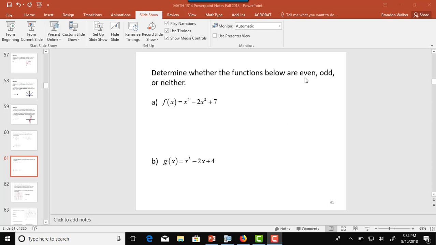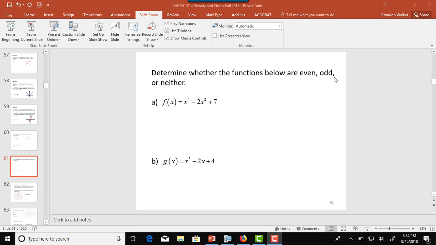You want to see whether f of negative x is the same thing as f of x. So what you are doing when you're doing that graphically is you're just testing to see whether that function is symmetric with the y-axis or not. So if you have a function that's even, then it will have symmetry with respect to the y-axis.